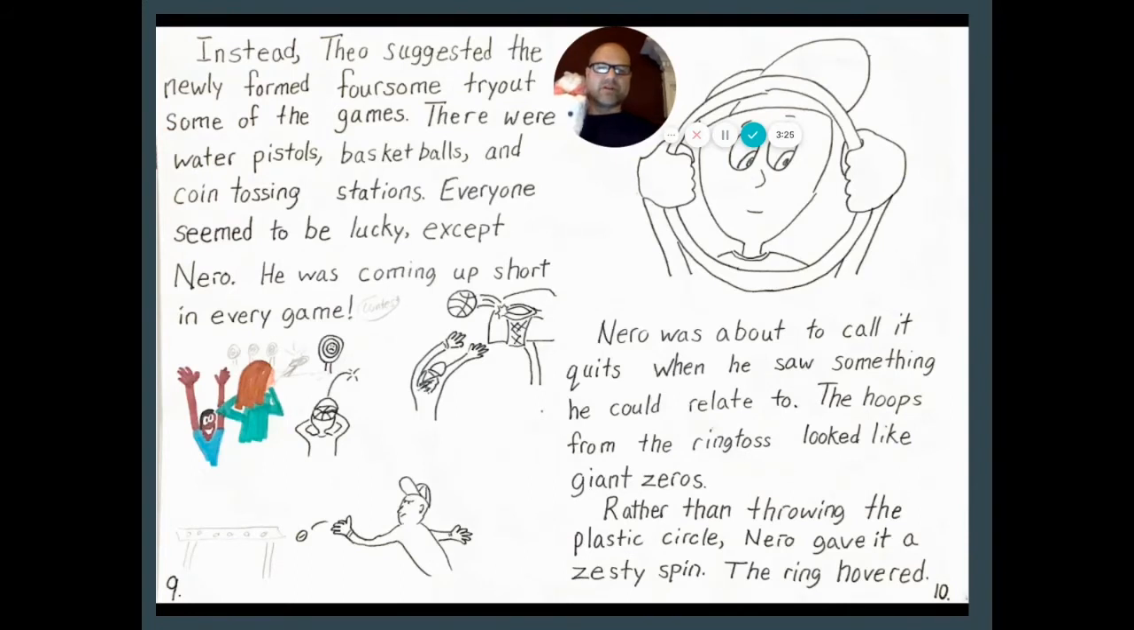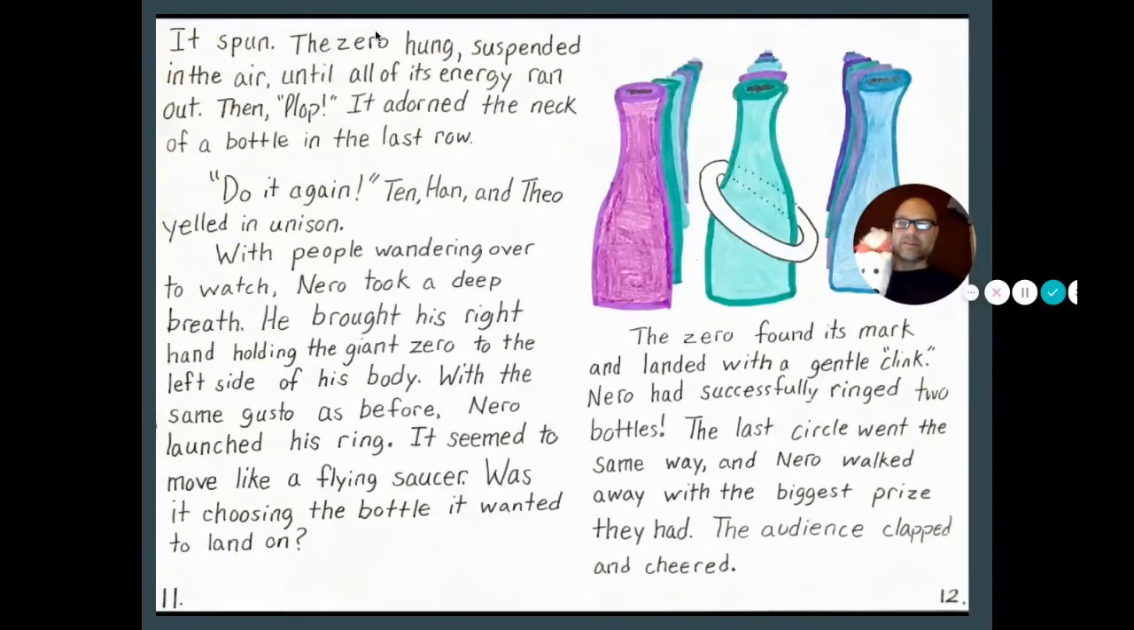Nero was about to call it quits when he saw something he could relate to. The hoops from the ring toss looked like giant zeros. Rather than throwing a plastic circle, Nero gave it a zesty spin. The ring hovered. It spun. The zero hung, suspended in the air, until all of its energy ran out. Then, plop, it adorned the neck of a bottle in the last row.